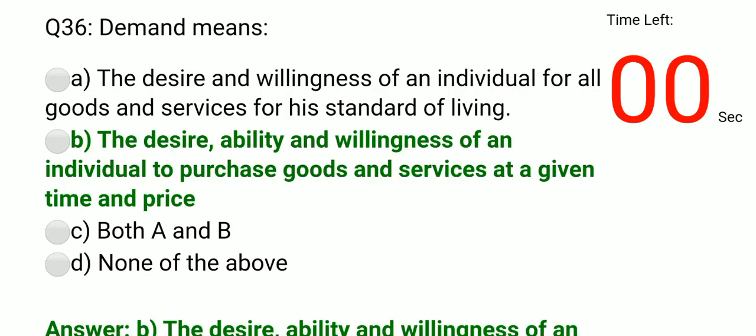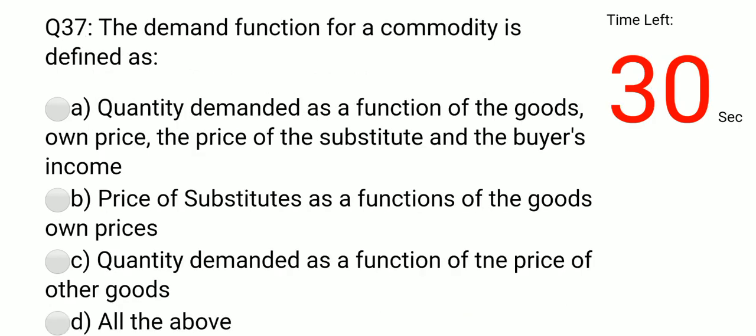Answer. B. The desire, ability, and willingness of an individual to purchase goods and services at a given time and price. Question 37. The demand function for a commodity is defined as. Options. A. Quantity demanded as a function of the goods own price, the price of the substitute, and the buyer's income. B. Price of substitutes as a function of the goods own prices. C. Quantity demanded as a function of the price of other goods. D. All the above.